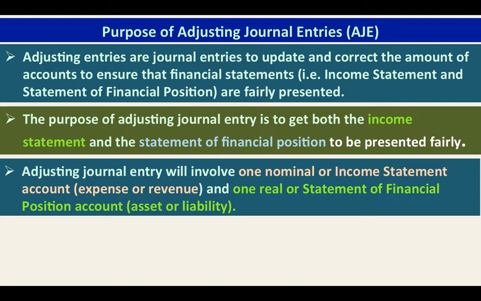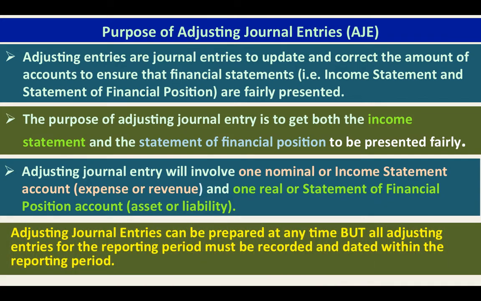So, anong ibig sabihin nito? So, basta gumagawa ka ng journal entries ng adjusting journal entry, normally, yung isang account is income statement at yung other account is a statement of financial position account. So, ang ibig sabihin is that we are trying to correct nga yung financial statement, kaya ganoon yung pinaka-basic rule ng adjusting journal entry. One income statement account that can be expense or revenue, and one statement of financial position account that can be asset or liability. You will see that later in our illustration.